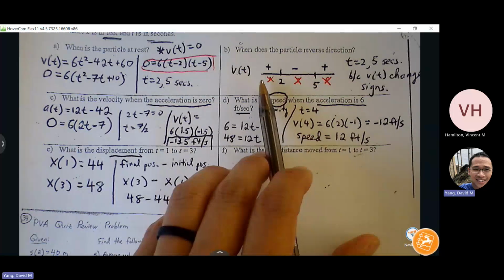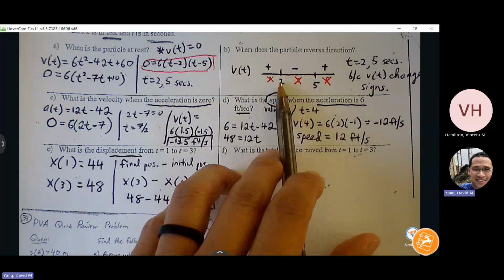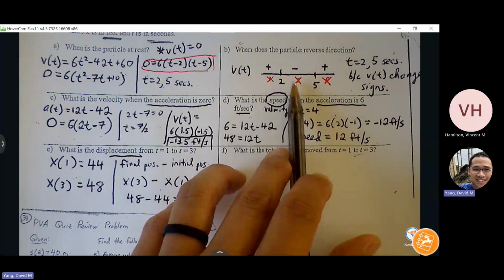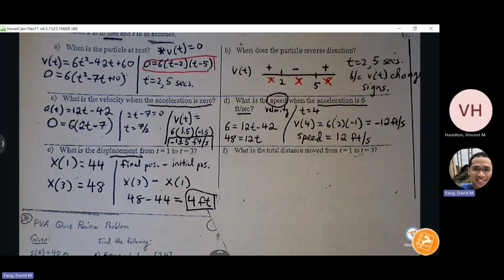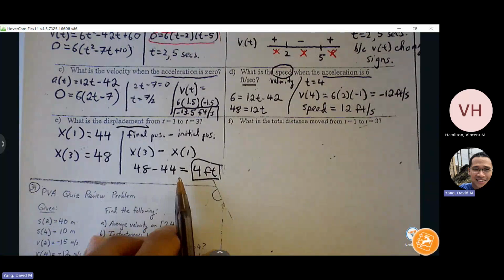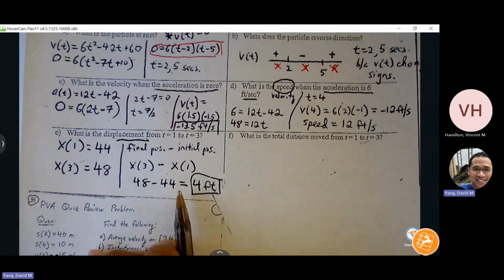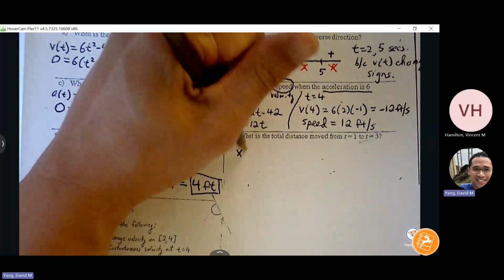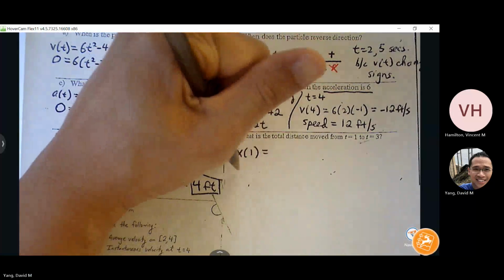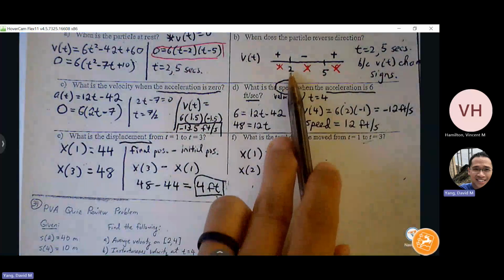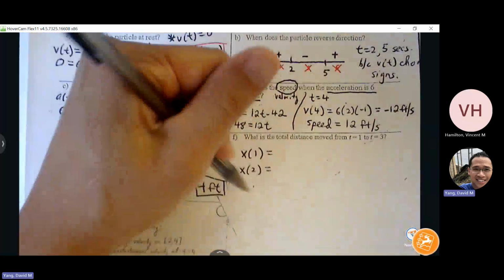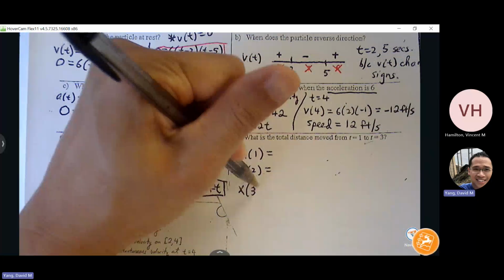what we need to do is find out where he is at 1 second, find out where he is at 2 seconds, and find out where he is at 3 seconds, because we want to figure out how many steps he is going to take, because we know he's going to go back and forth. We can't just do 48 minus 44 because he's taking more steps than that. So what you're going to do is find his location at his starting point and at the place where he changes direction. So here, in this case, x of 1, x of 2, and x of 3.